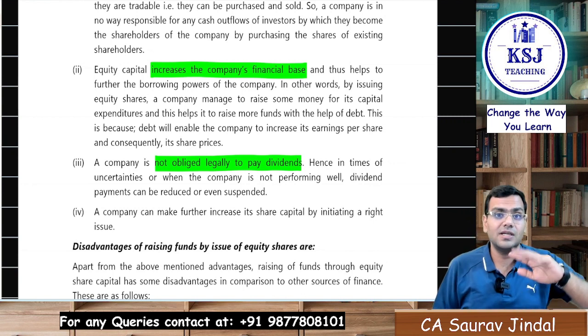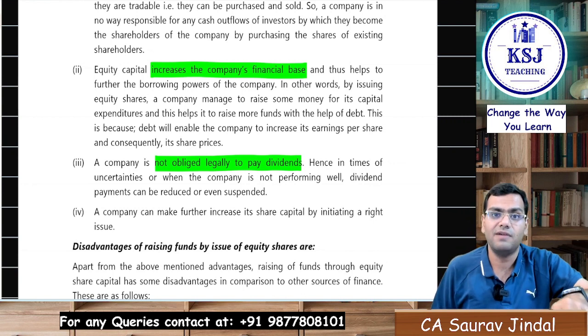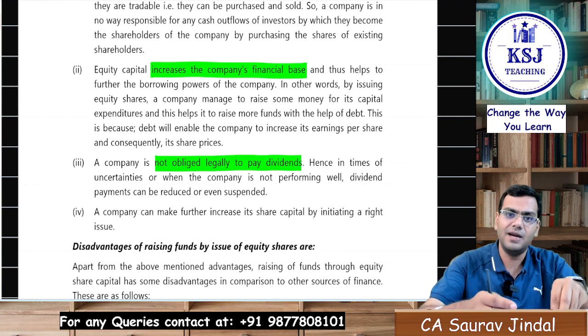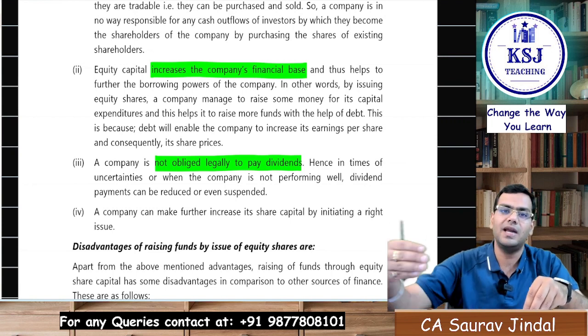Right? Cumulative means it is not like in a particular year you have a loss, so you say we will pay dividend, but in the next years let's accumulate this.